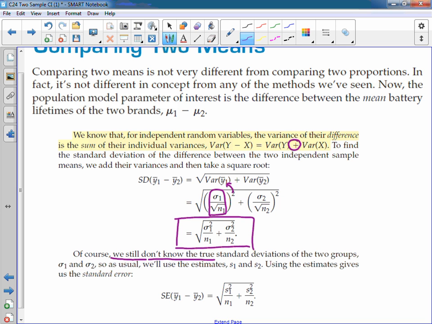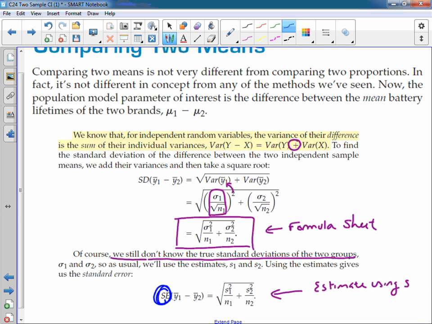But we still don't know sigma. So this is what's on your formula sheet. And then you should know you estimate using s. We are going to be fine with this confidence interval because it's the same thing we've been doing over and over again. Remember, one more vocabulary thing: standard error is an estimate, and standard deviation is for the population. So make sure you know the difference, especially on multiple choice questions. Make sure you know what you're talking about.